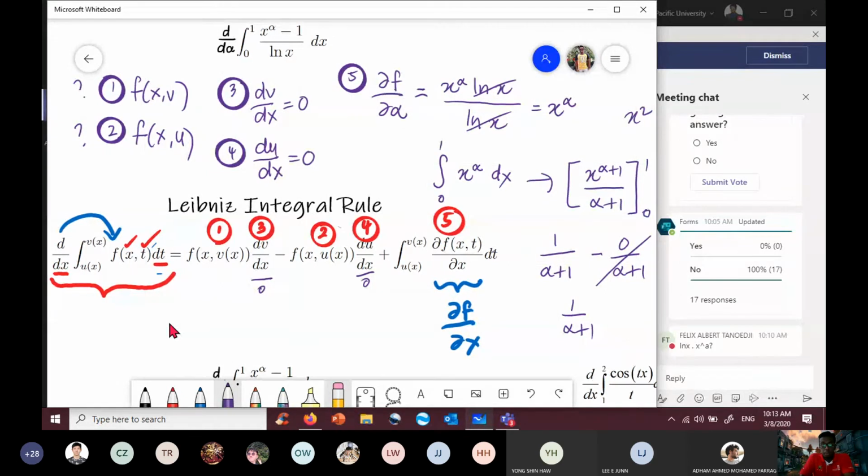So every time you're dealing with Leibniz integral rule, find the five components. That's the first thing. But of course, since I know the limits are constant, since I'm going to get dv over dx equal to 0, there's no need for me to find 1 and 2. Because 1 and 2, no matter what it is, you multiply with 0, it's still 0.